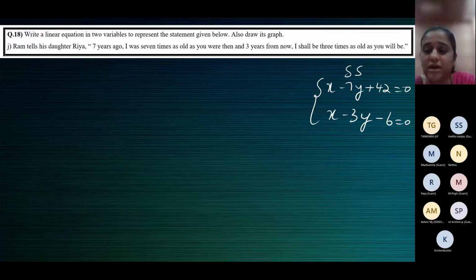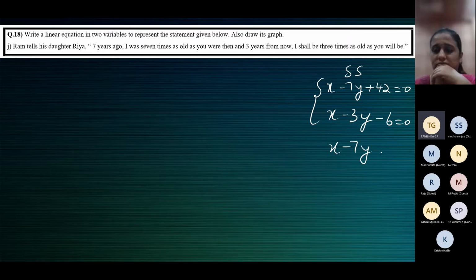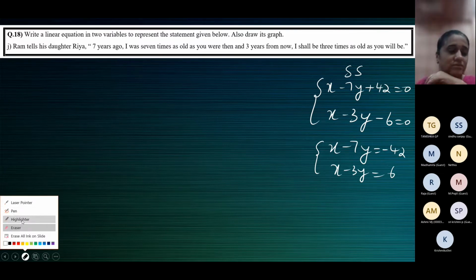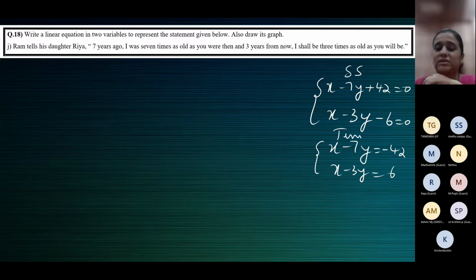Ma'am, I got x minus 7y is equal to plus 44 minus 42, and the second equation I got x minus 3y is equal to 6. Yeah, perfect. Meaning you've got the same equations as your friends, Sanjay and Sindhu. Let's see. Okay, this is by Tanishka.